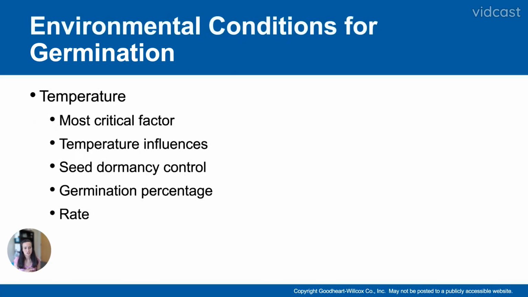Some environmental conditions that I need for germination. The first thing is going to be the correct temperature. Until that seed is feeling the correct temperature, it's not actually going to grow. This is our most critical factor. Temperature influences seed dormancy control, germination percentage, and rate. Seed germination temperatures have been identified for most horticultural species, and they'll give us a minimum temperature and a maximum temperature. Some even give us an optimal temperature, so that we know.